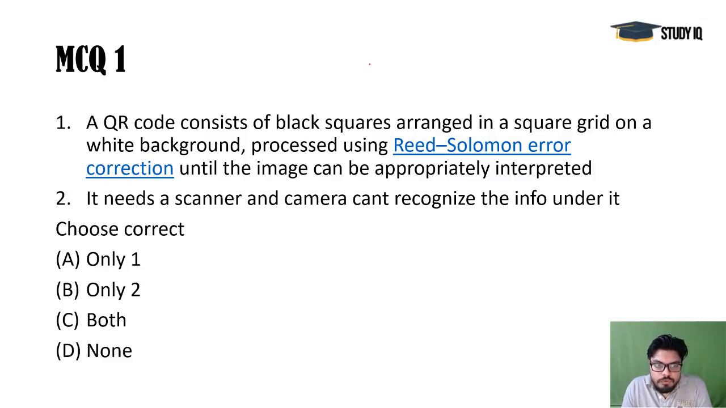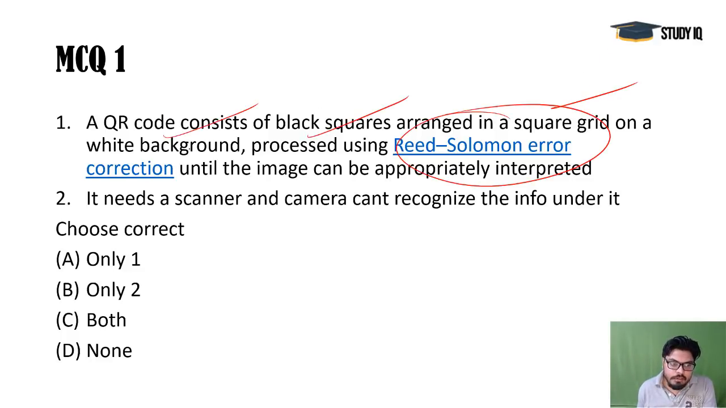QR code, the quick response code, consists of black squares. That's correct. Always remember whether this is given as squares or rectangles. It is never rectangles. It is always squares with the QR code. They are arranged in a square grid on a white background, processed using Reed-Solomon error correction technology. That is perfectly correct. An image can be appropriately interpreted. So the first statement is right.